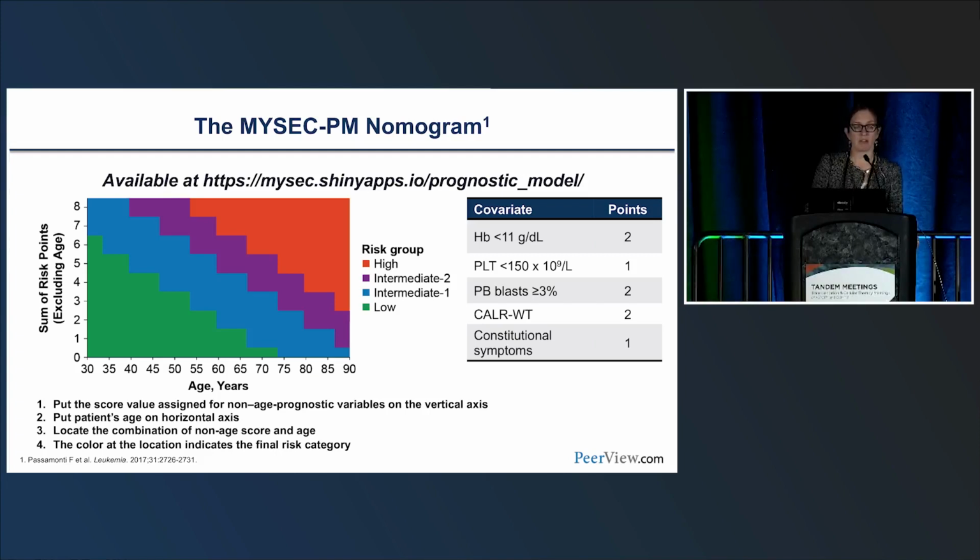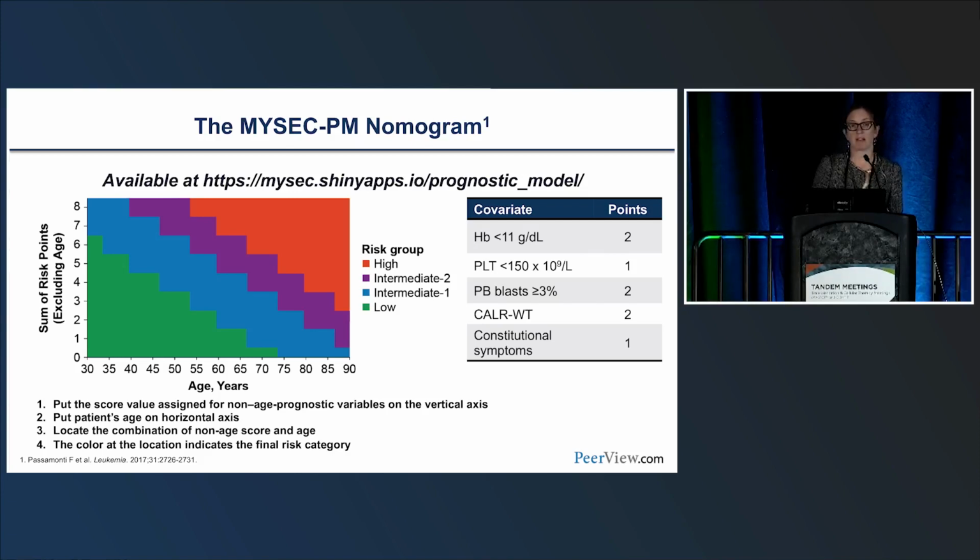For secondary myelofibrosis, this nomogram was created. And it's actually a nomogram that I do use fairly frequently in practice. I pull it up online and can show the patients. And in this score, this one is made for patients with secondary myelofibrosis, so people who have myelofibrosis following essential thrombocythemia or polycythemia vera. This takes into account hemoglobin, platelet count, peripheral blasts, calreticulin wild type, and constitutional symptoms.